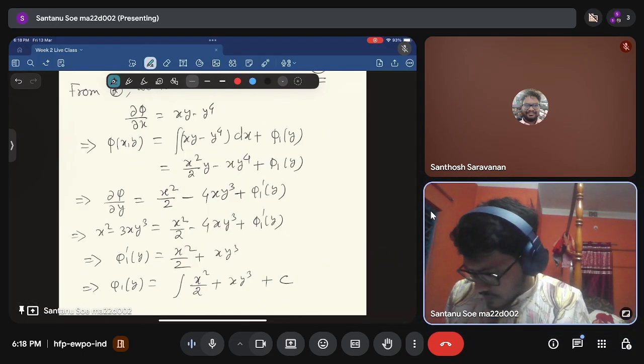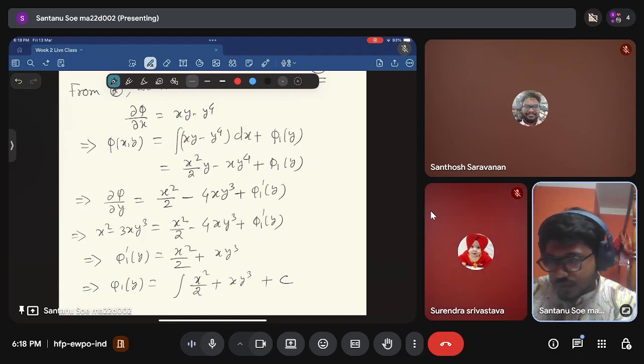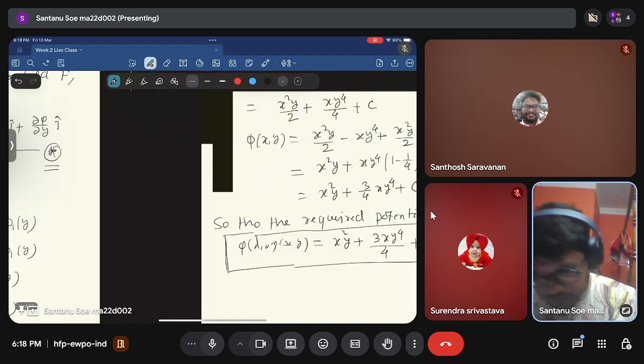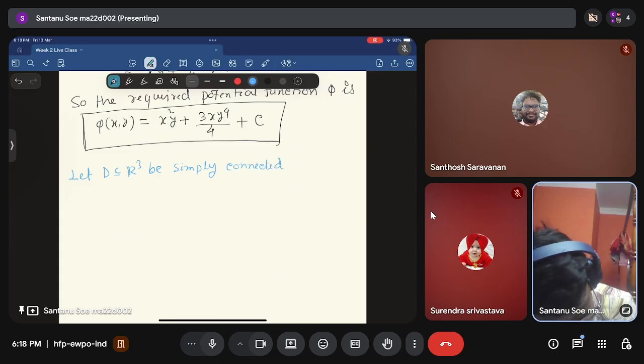So yeah, now I think I'm going to write some simple theory on how to verify whether the potential function exists or not, like the existence of potential function phi. So let me write it here. Okay, so let D, a subset of R3, be a simply connected domain.